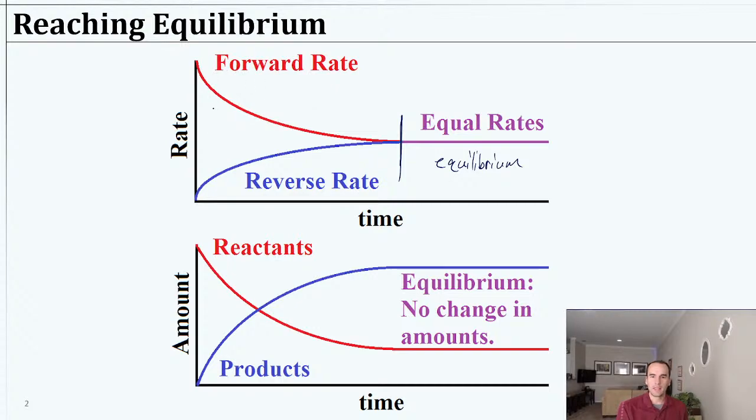Now, maybe it's a high or a low rate, but as soon as those rates equal each other, we've reached equilibrium. And remember, the rate is not a rate constant. So this does not mean our rate constants have to be the same. Usually when we write a rate reaction, it'll look something like this.